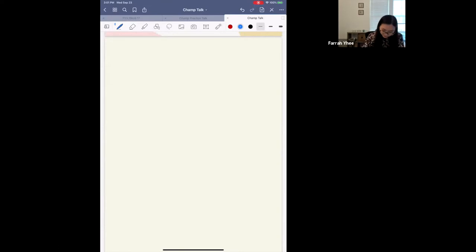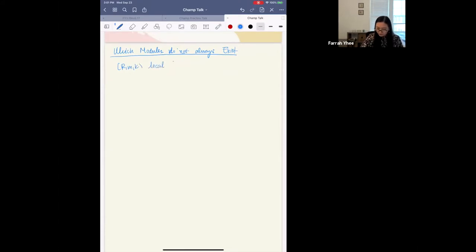Okay, so let's get started. The title of the talk is Ulrich modules do not always exist. Great. So basically in my talk, the setup is that I'm always going to be working over a local ring, and by local, I'm including the Noetherian condition. And for the entire talk, when I talk about a module M over R, it's always going to be finitely generated.